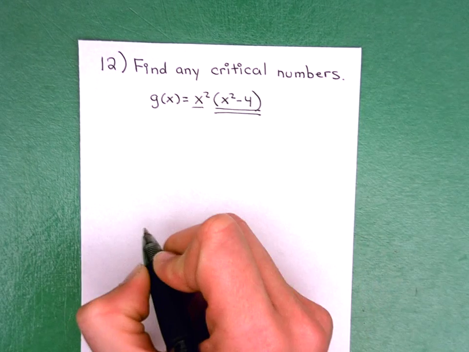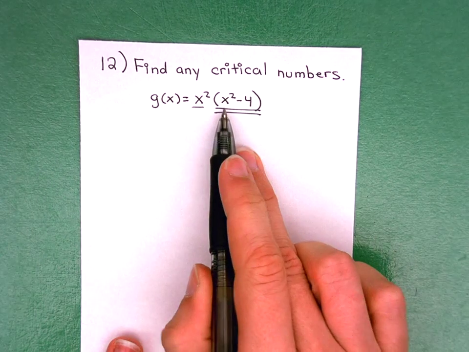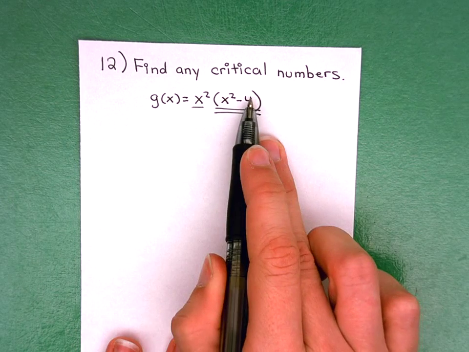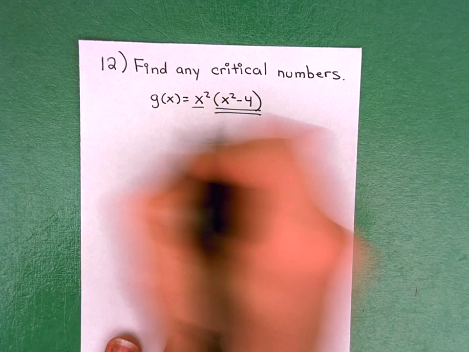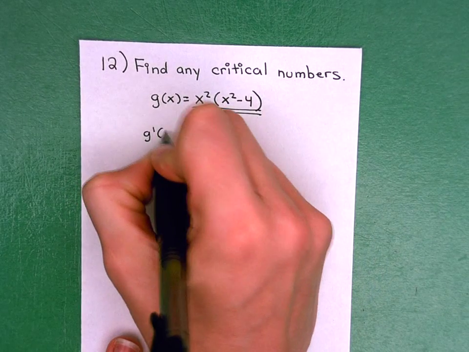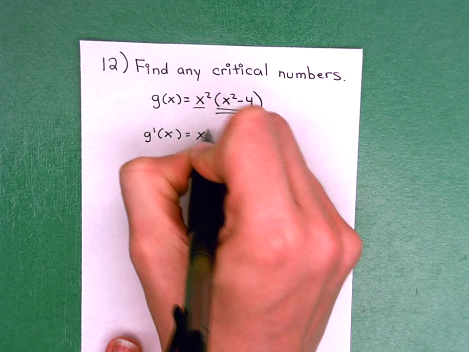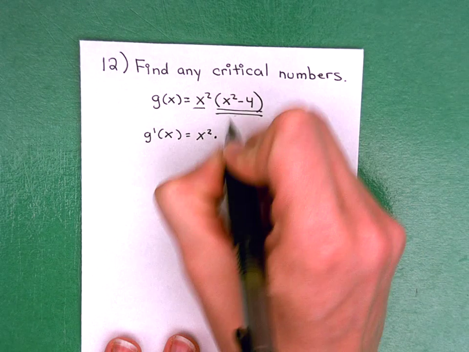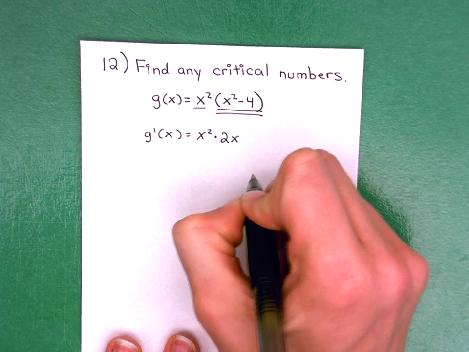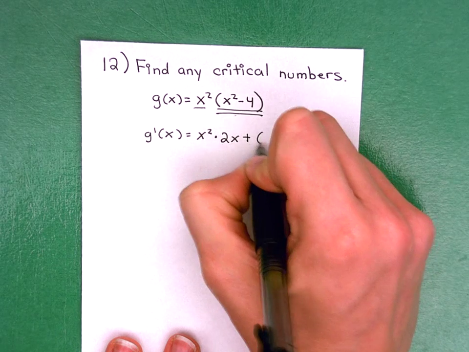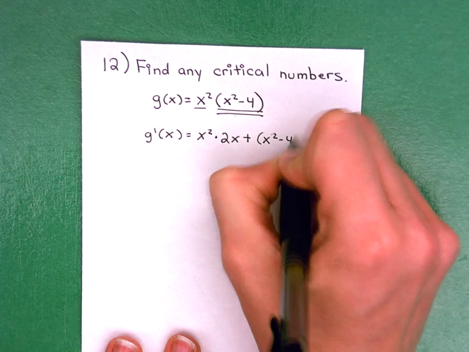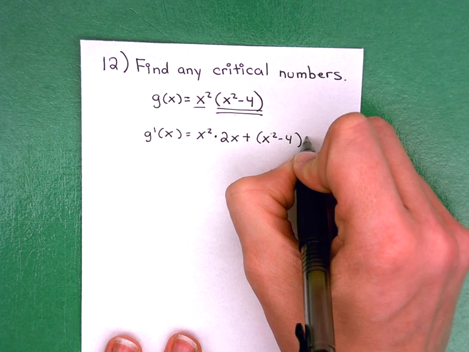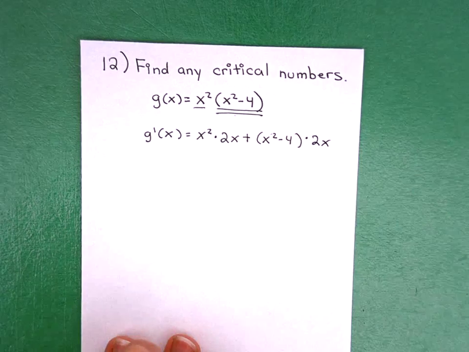Okay, and so I have product rule occurring here. Another option, if you didn't want to do product rule, would be to distribute that x squared in. But I'm going to go ahead and do product rule. And so we've got 1 times d2, the derivative of x squared minus 4, which is 2x, plus 2 times d1, the derivative of x squared, which is 2x.